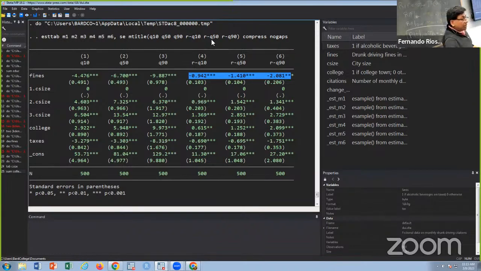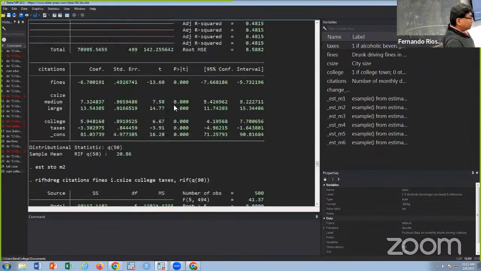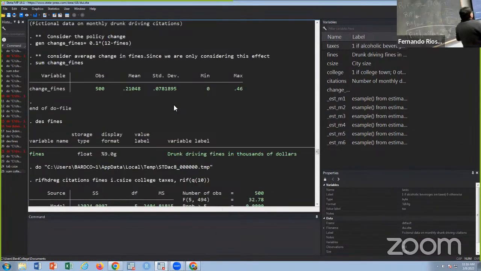Okay, so the second batch, first of all, in order to make the results from the risk regression comparable to the other strategies that I described, I first need to know what does it mean, or how do I interpret this change on the policy? This change on the policy means that on average, there's going to be an increase in fines of 0.21048. So you think about it, if I impose this change of this policy in my data set, it means that I want to increase on average fines by $200 with $210.